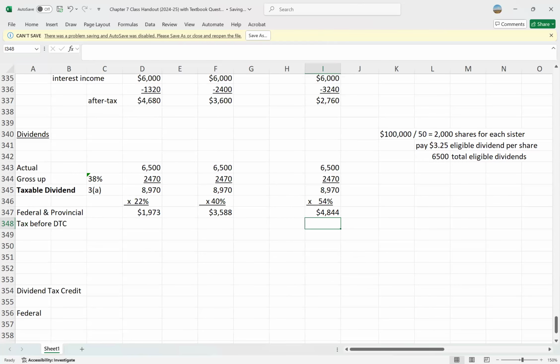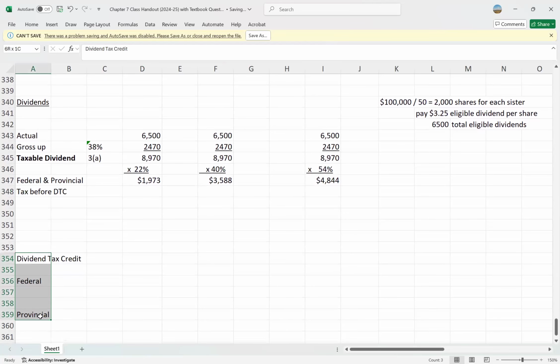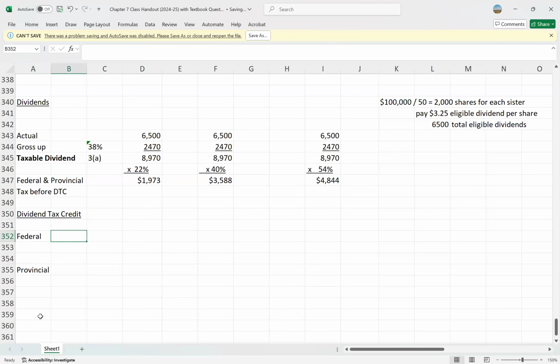And then we have the dividend tax credit. And remember with the dividend tax credit, there's a federal amount and a provincial amount. The federal amount is the same. That is 6/11 times the gross up. The gross up is 2,470. Now the provincial amount, if it's required, will be given to you because it changes from province to province.